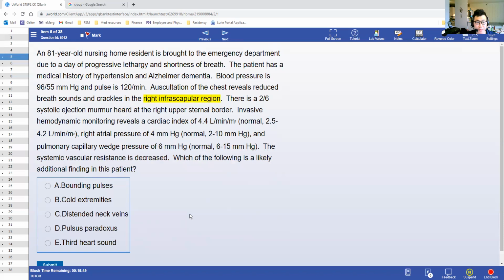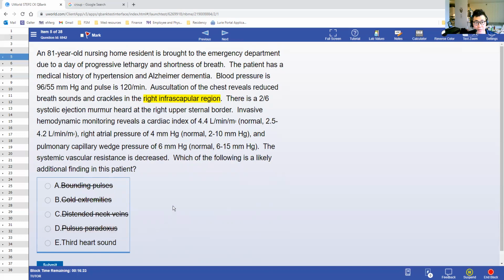Bounding pulses. Now this is aortic regurg. I'm not really suspicious of that here. Systolic ejection murmur. So this is aortic stenosis, not regurg. Cold extremities you can see in cardiogenic shock. This is not it. Distended neck veins, again, this is cardiogenic shock. Pulsus paradoxus. You see this in severe asthma, pericardial effusions, and that kind of thing. It's not going to be seen here.